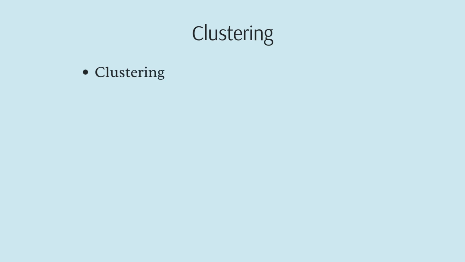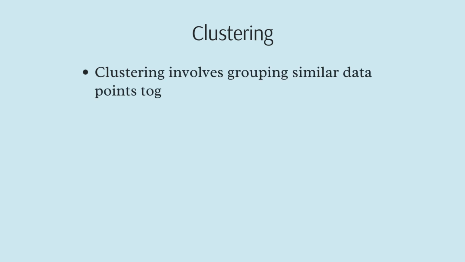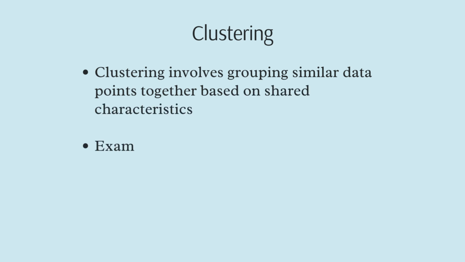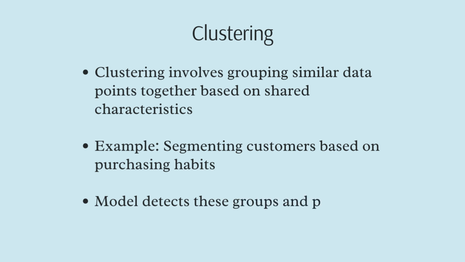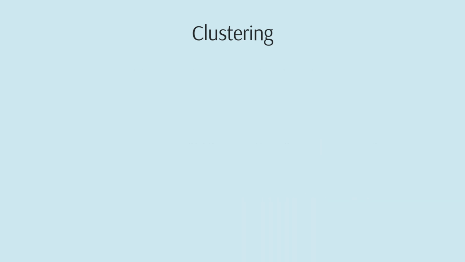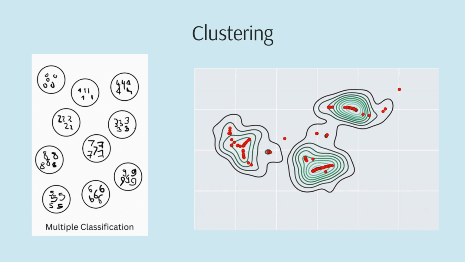Clustering is one of the main techniques in unsupervised learning. It involves grouping data points based on shared characteristics. For instance, you could group customers into clusters based on their purchasing habits, which helps companies target different segments more effectively. Unlike classification, where we know the categories, in clustering, the model discovers these groups or patterns on its own.